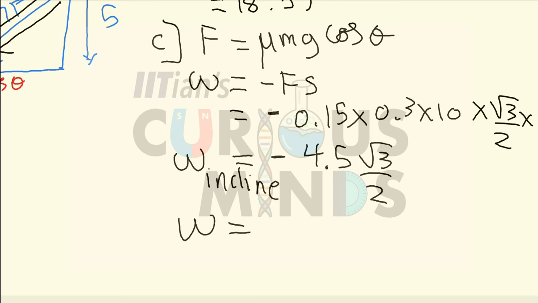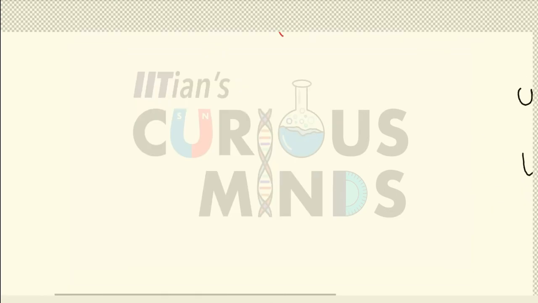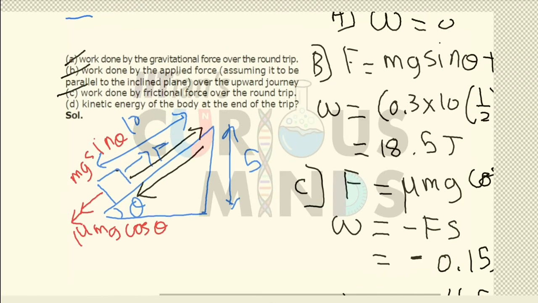The work done will be once for the incline and once for the decline. So basically it will be equal to minus 4.5 into root 3 by 2 multiplied by 2. This will be the total work done. So it will be equal to minus 4.5 into root 3, which is approximately equal to minus 7.6 joules. So the C part is also done over here.